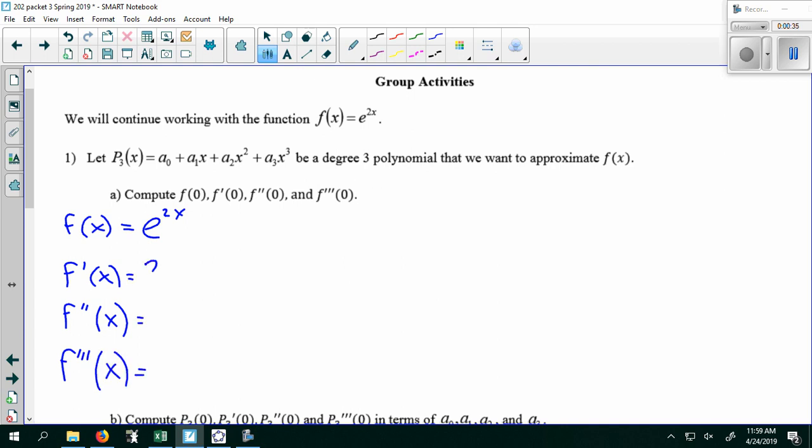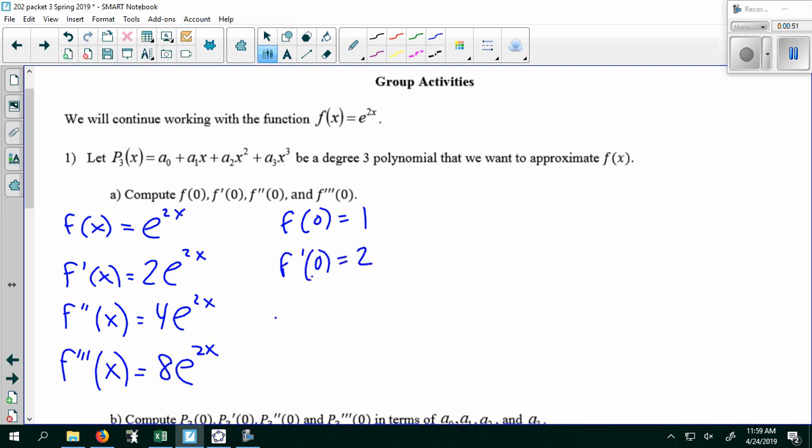Okay, so f prime is 2e to the 2x, then 4e to the 2x, then 8e to the 2x. And I'm going to plug zeros in for all my x's. So I get 1, 2, 4, and 8.